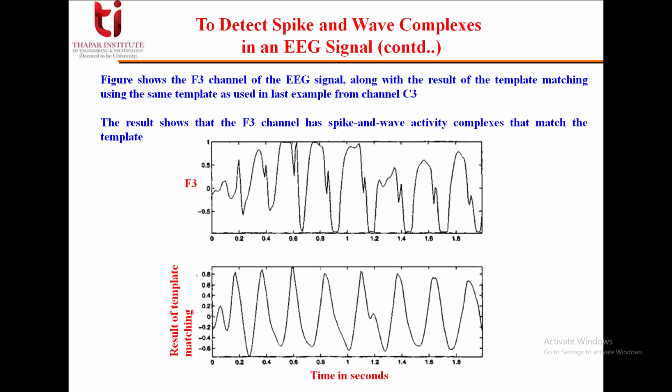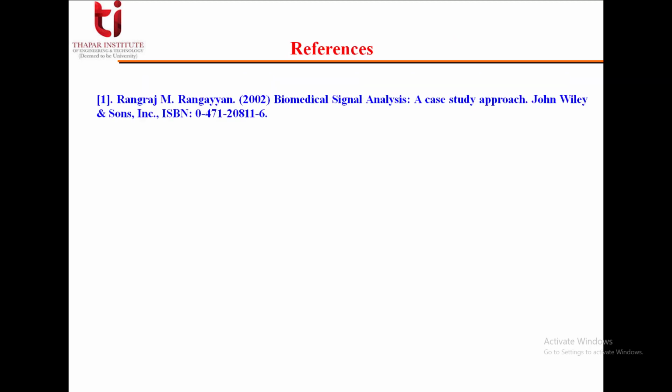Now another example. Here is a signal from the F3 channel, and again we can compute the correlation between this and a template. For this we have used the same template that we mentioned in the last example, in the range of 0.60 to 0.82 second, and the result shows that the F3 channel has spike and wave complexes that match the template.